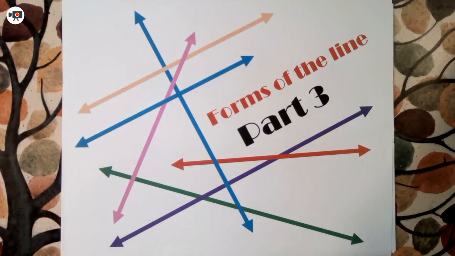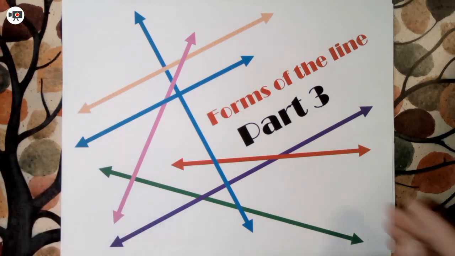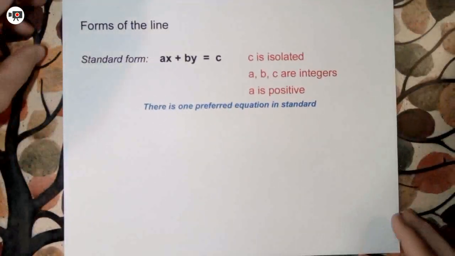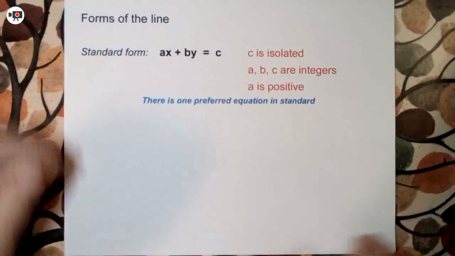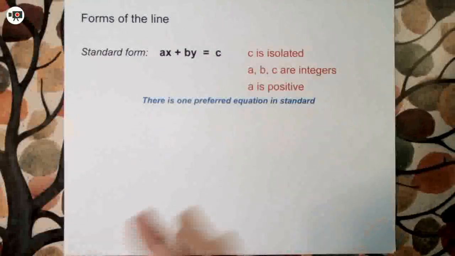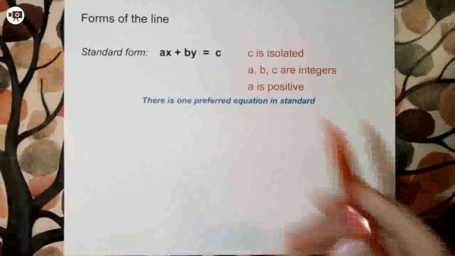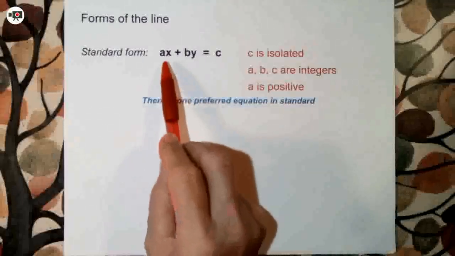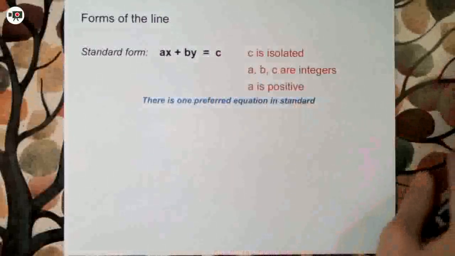This is a high school Algebra I lesson on the forms of the line. This lesson has to do primarily with the standard form of the line. The standard form of the line has these characteristics. The standard form is ax plus by equals c.